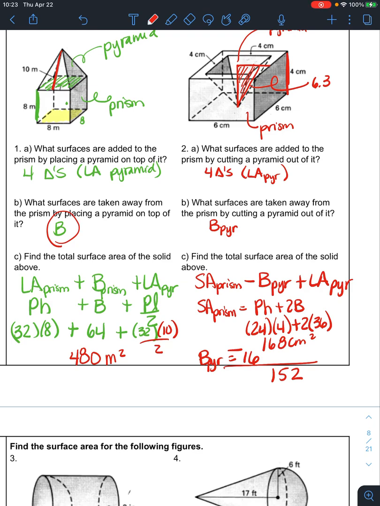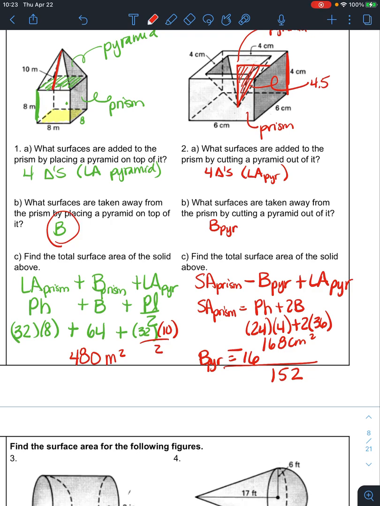It's 4.5. See, it's easy to make a mistake. It's 4.5. So sorry, I'm fixing my mistakes.